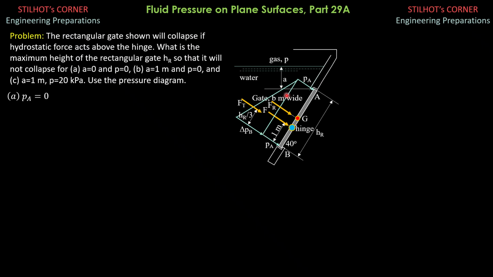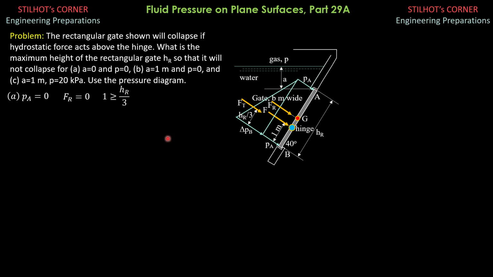The force, because the pressure at A is 0, so there is no rectangular pressure diagram. We just put that in general, but it is 0. FR is 0, so what only exists is FT. Therefore, F is equal to FT and it should pass through the hinge. So 1 meter should be greater than or equal to HR over 3. Because this is HR over 3, FT and F should coincide. They are equal because FR is 0 for part A.